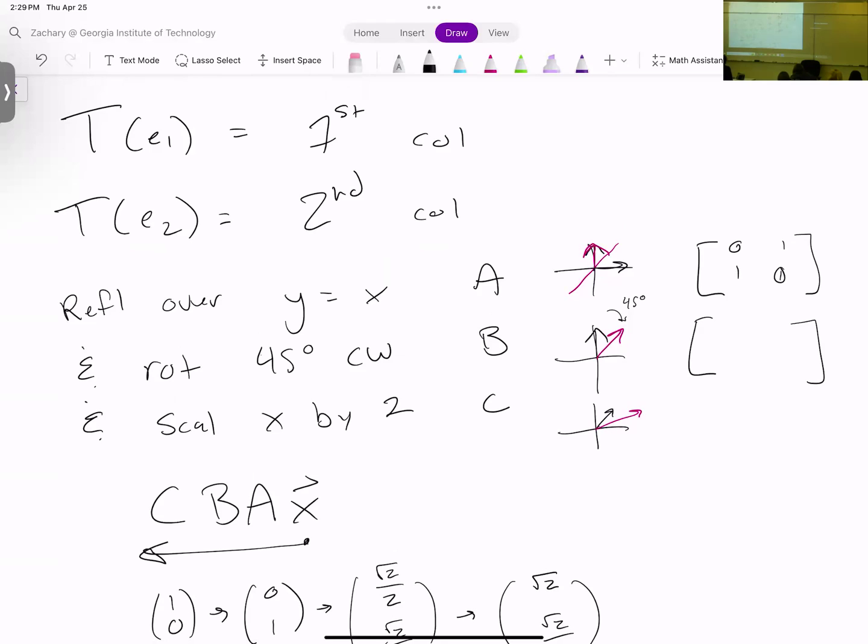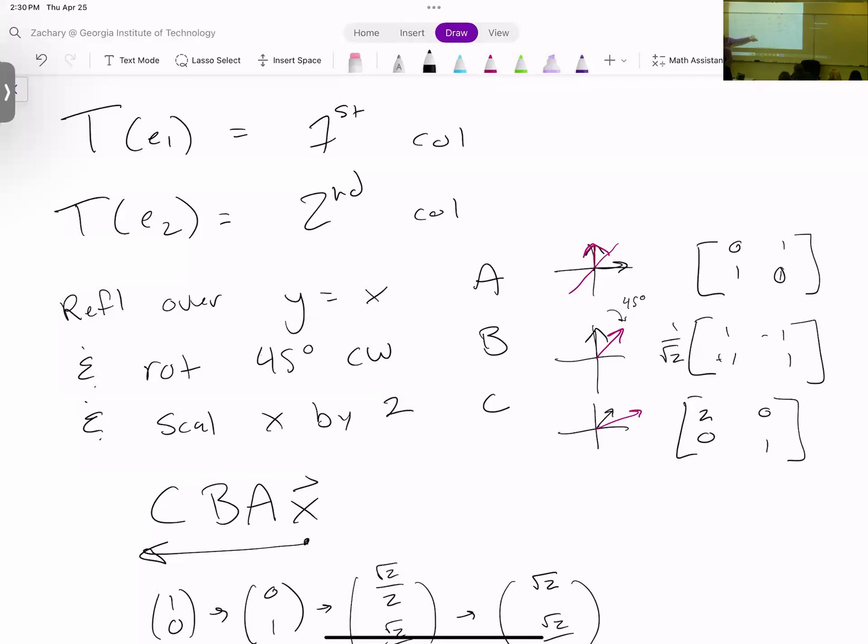My rotation, not going to fill it in, but it's going to be 1 over root 2, this is going to be 1, 1, this is going to be negative 1, positive. 1 over root 2 is the same as root 2 over 2. That's how we would have our matrix B. And then our matrix C would just be changing x to be 2x and changing y to be y.